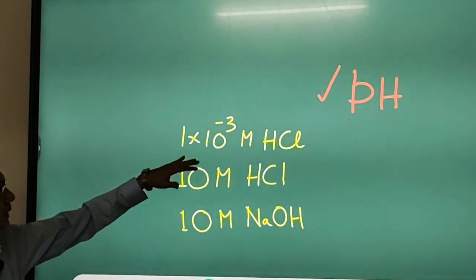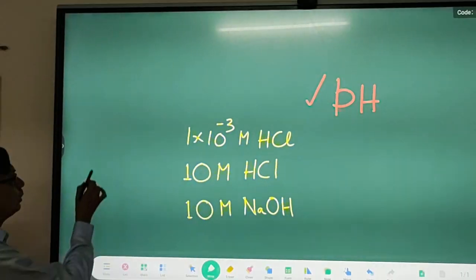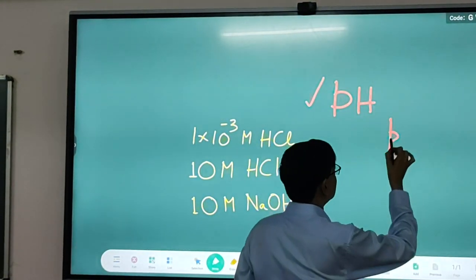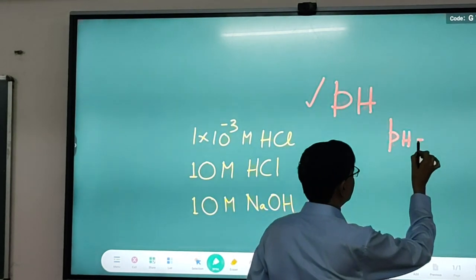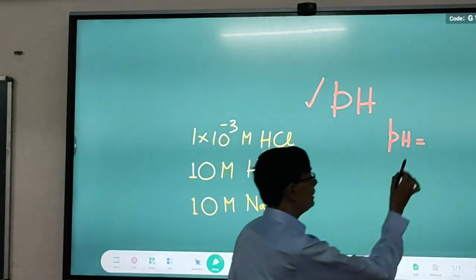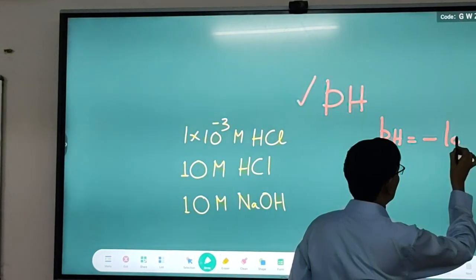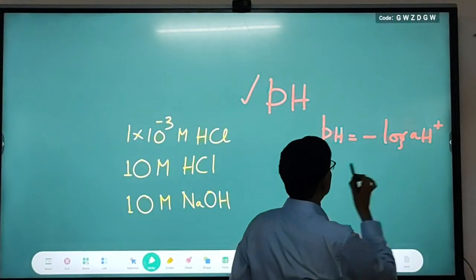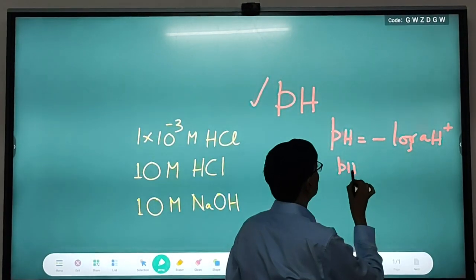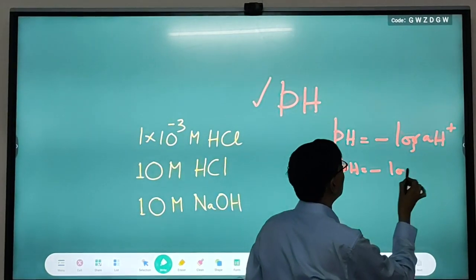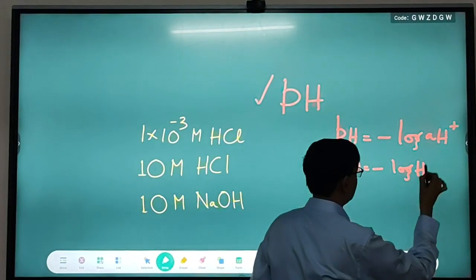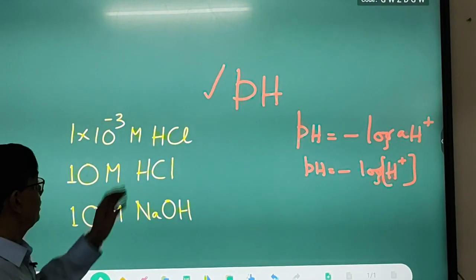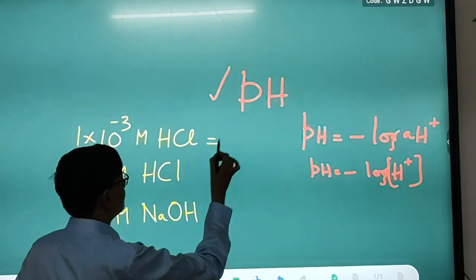So it is simply translation, because you all know that pH is equal to minus logarithm of activity of hydrogen, or you can call it pH is equal to minus log of hydrogen ion concentration. So it is 3.